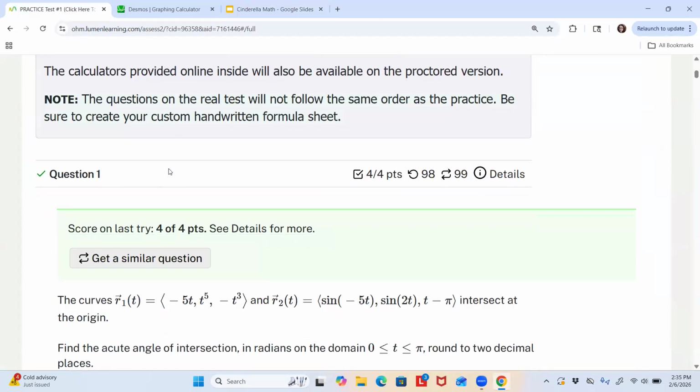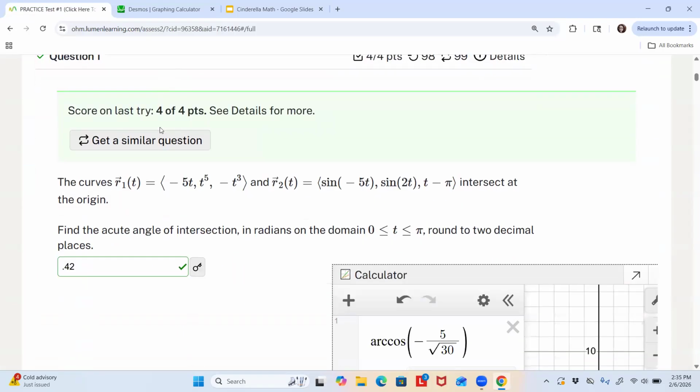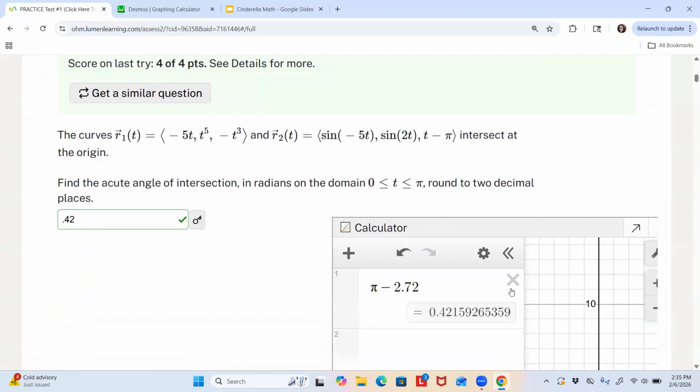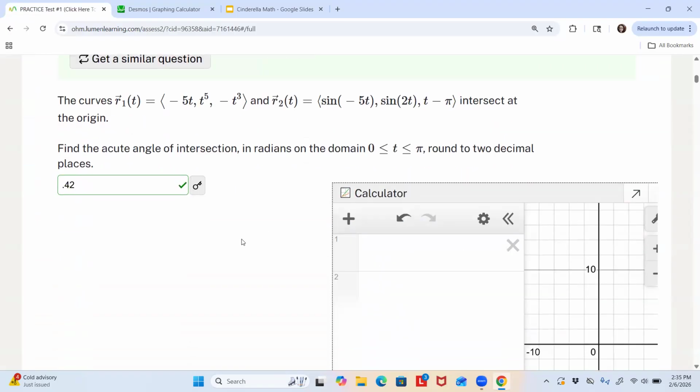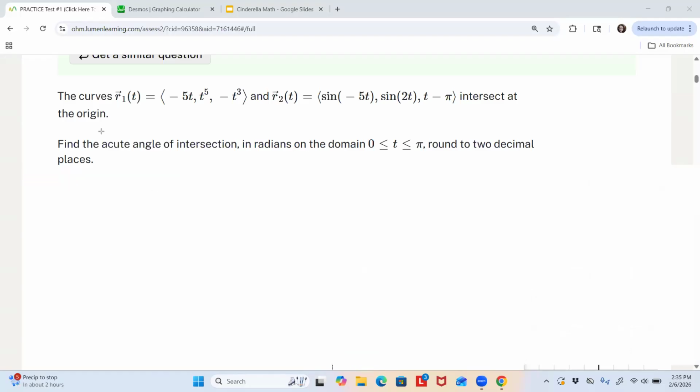I have already done these, so you'll see they all have checks and the answers are in there. I'm just going to cover that up as I do them again. So you can see here we have two curves given by vector r1 of t and vector r2 of t. We are told they intersect at the origin, and we need to find the acute angle of intersection. Acute, so under 90, I would think. But it does say in radians and round to 2 decimal places. We'll need the calculator, but I'll cover it up for now.